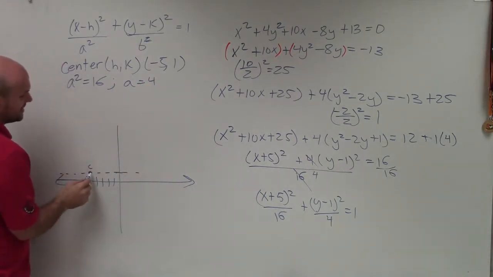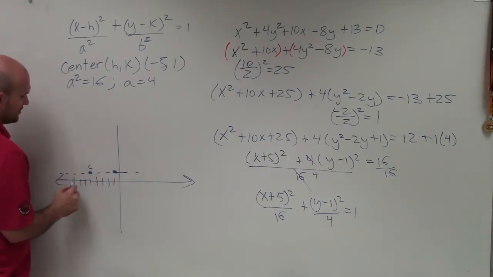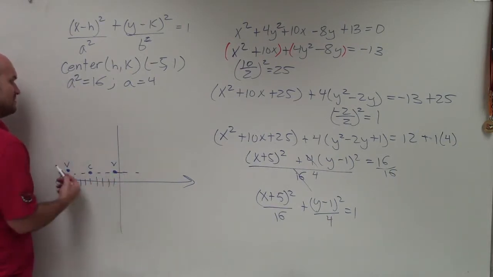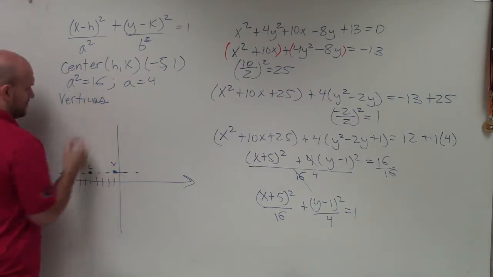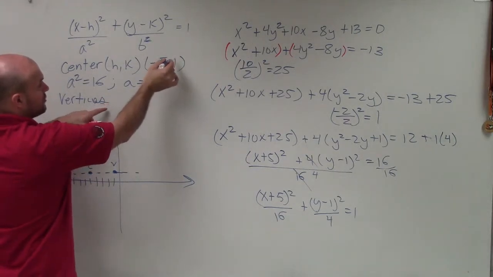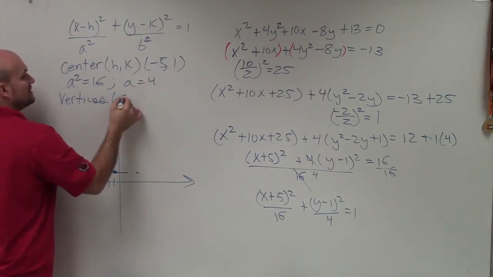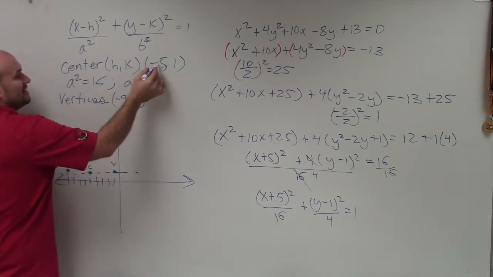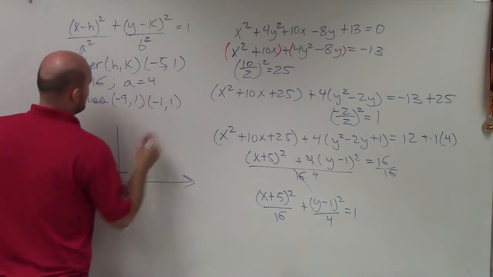Therefore, from the center, I need to go 4 units to the right, 1, 2, 3, 4, and 4 units to the left, 1, 2, 3, 4. And those are my two vertices. All right, so I can say vertices. And the vertices are now going to be at the points. Now remember, they're going to have the same y coordinate as the center, but now they're going to be at negative 5 minus 4, which would be negative 9, comma 1. And then negative 5 plus 4, which would be at negative 1, comma 1.